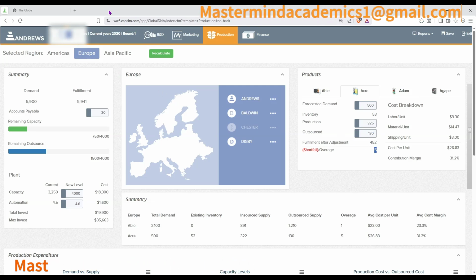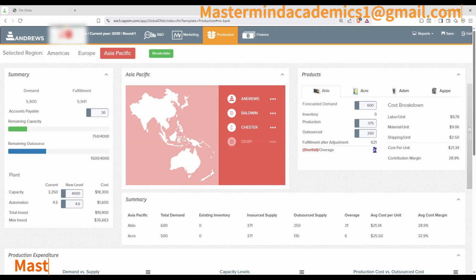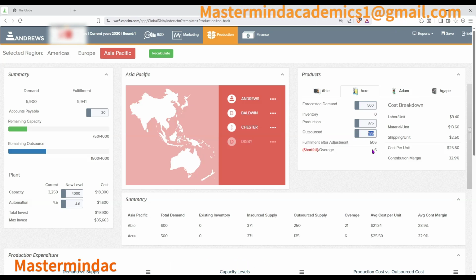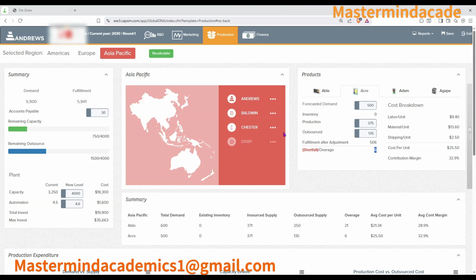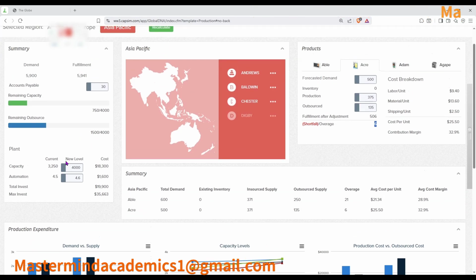Lastly is the Asia Pacific market. For the Asia Pacific market, for our product Able, our forecast is 600. Started to produce 375 and outsource 250, and you can see that we have an overage of 21. Lastly, for ECA, our forecast demand is at 500. We have an inventory of 0, so I decided to produce 375 and outsource 135, and our overage is at 6.